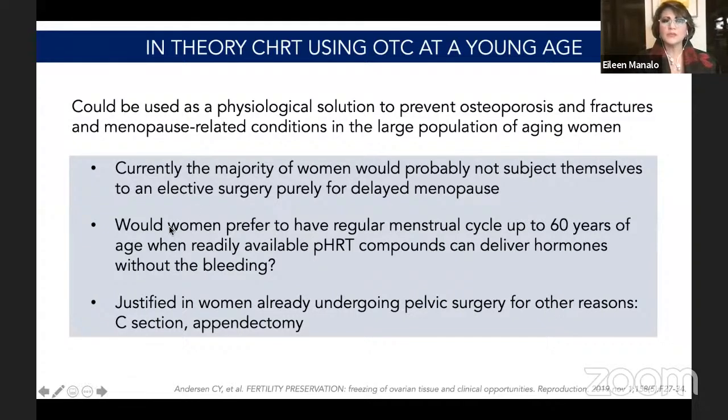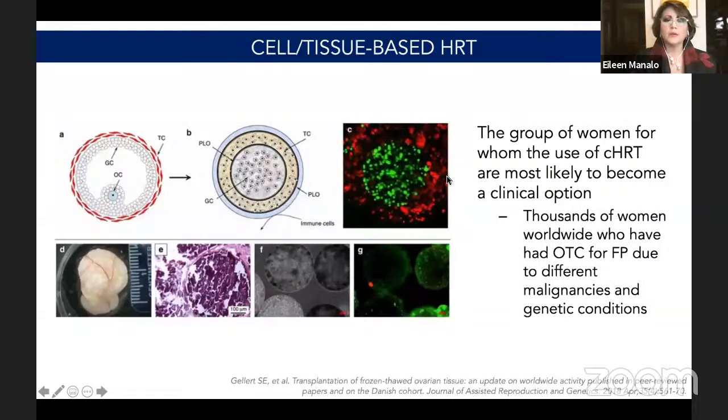Nevertheless, we ask ourselves, would women prefer to have regular menstrual cycles up to 60 years of age when readily available pharmacologic HRT compounds can deliver hormones without the bleeding? According to Gellert, the group of women for whom the use of cell-based or tissue-based HRT is most likely to become a clinical option would be the thousands of women worldwide who have had ovarian tissue cryopreservation for fertility preservation due to their different malignancies and their genetic conditions.